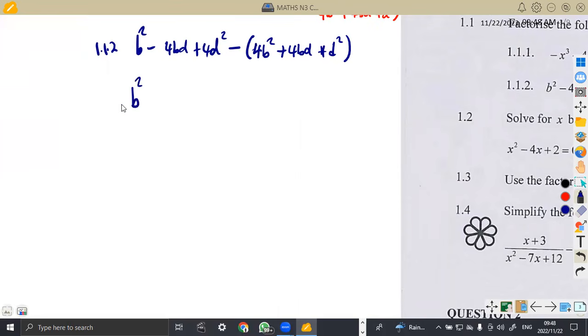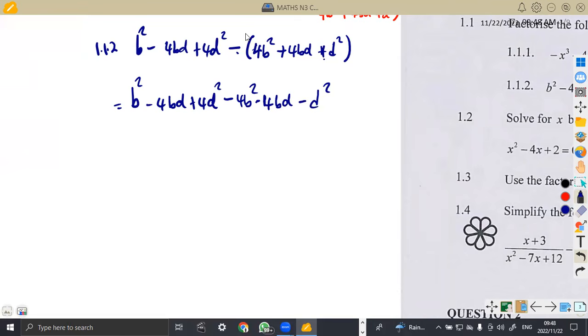So we're going to have b squared minus 4bd plus 4d squared minus 4b squared. Then we've got negative and negative here. Negative and positive, that's a negative. So it's going to be negative 4bd. Negative and positive, that's a negative. So you're going to have negative d squared.